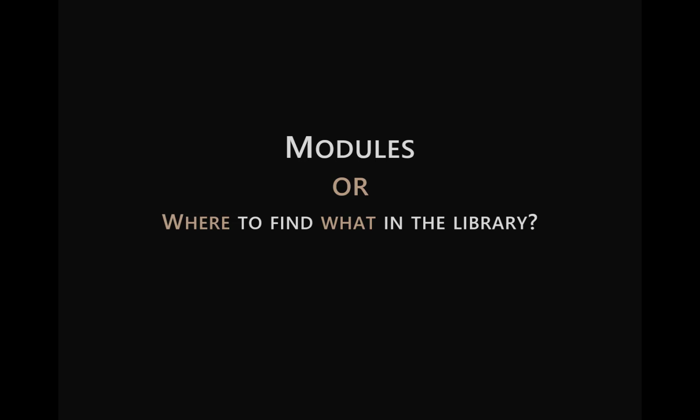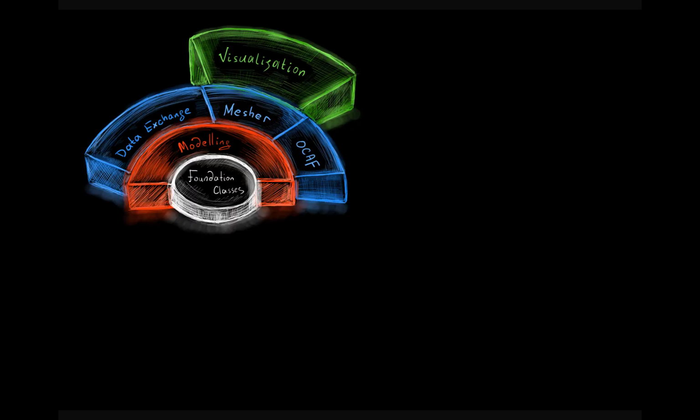And now we are going to talk about the modules, which is a higher level look at the architecture of the library. Understanding modules is pretty important, because when you know how the library is composed, it's easier to find the functionality you are looking for. You can easily navigate over the modules of OpenCascade and quickly find the function you need. Here on this picture we have the main modules illustrated.